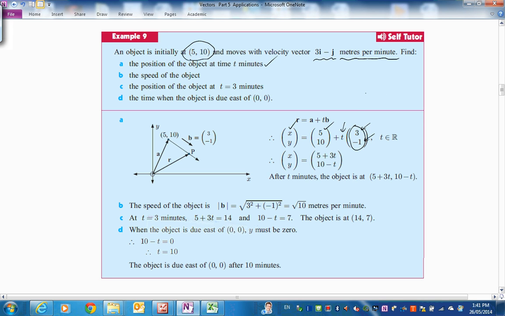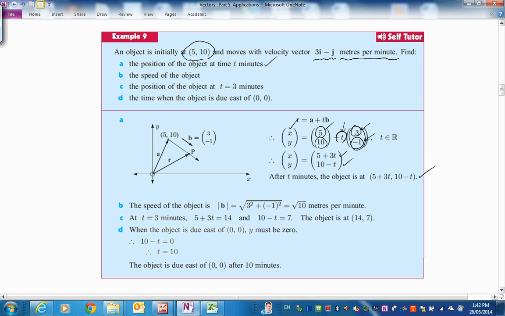Let's use the parametric equations. 5 has had, what? t minutes worth of 3 metres per minute in the x, so it's 5 plus 3t. The y value was at 10. It's had t lots of negative 1 movement in the y, which is 10 take t. So after t minutes, the object is at 5 plus 3t, 10 take t. Get the idea. So parametric equations can be used to represent the position of the object after t minutes.